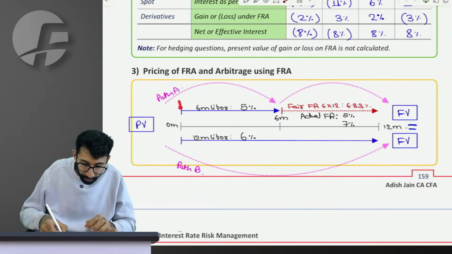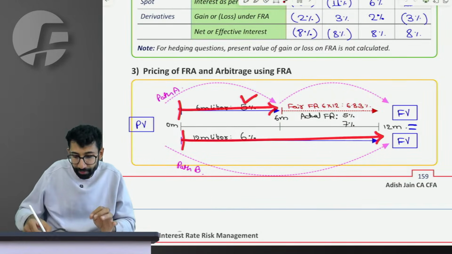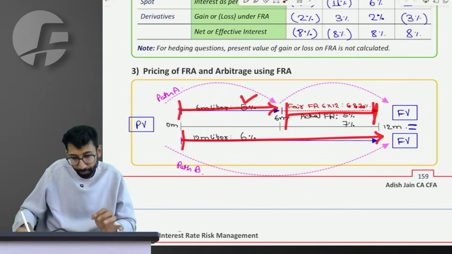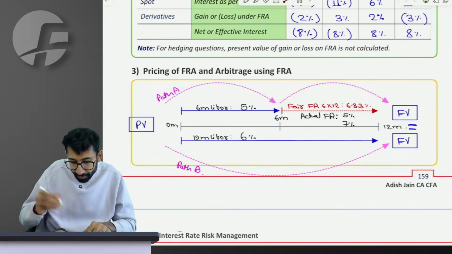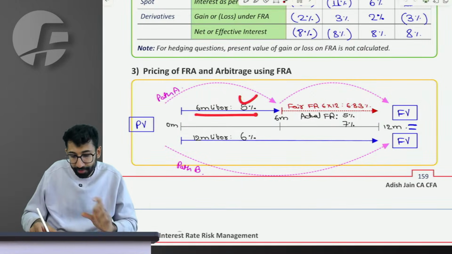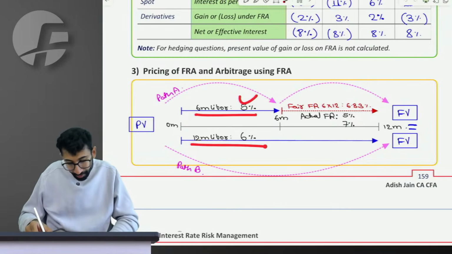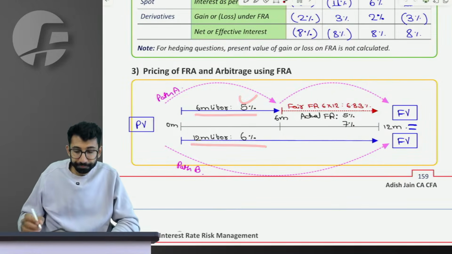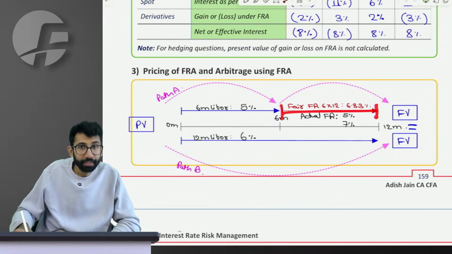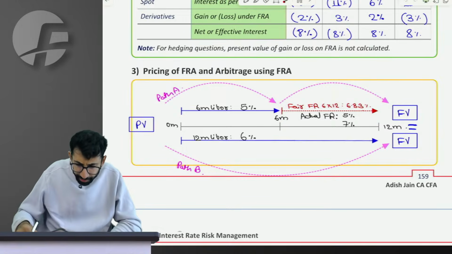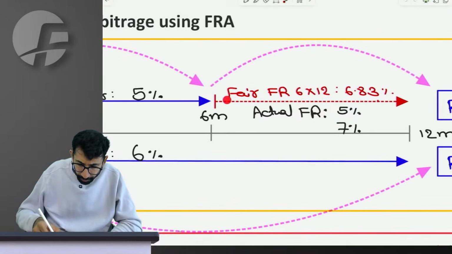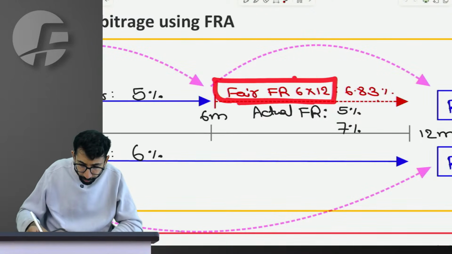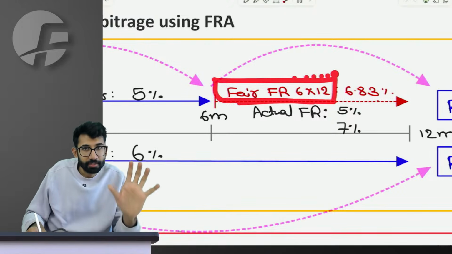Logic is really simple. If I have a 6-month spot rate and a 12-month spot rate, then I can calculate the 6 by 12 forward rate. Sir, how would you calculate? Really easy. Let's assume 6-month LIBOR is 5%. Let's assume 12-month LIBOR is 6%. What is this rate? Simple. Let's assume the 6-month forward rate to be the fair forward rate 6 by 12. Let's assume this is the name.